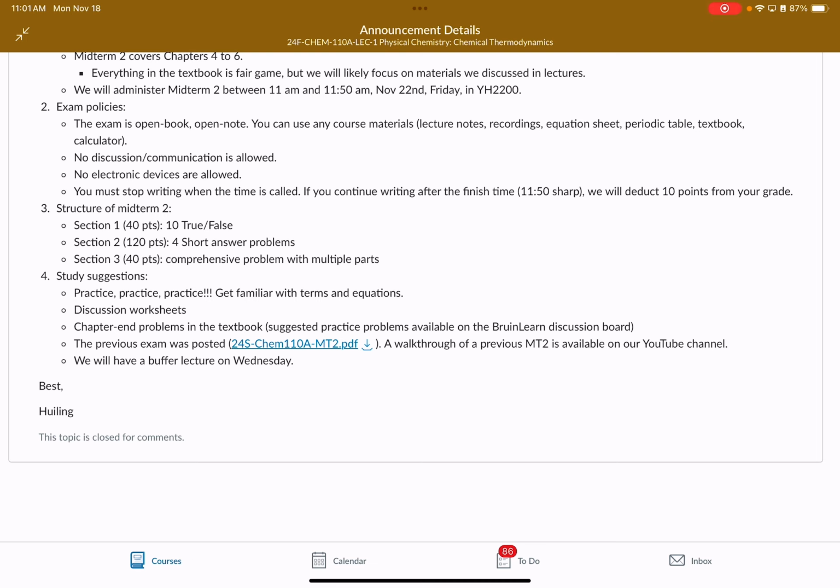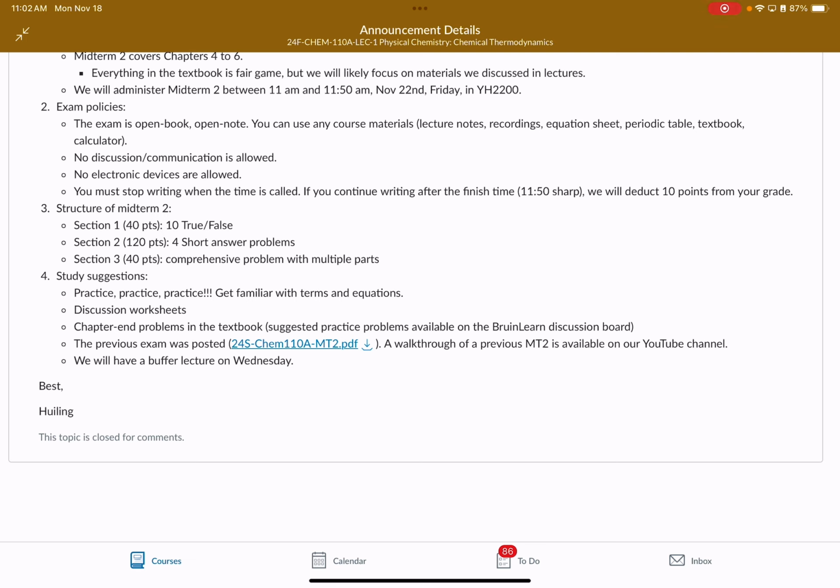So when you're practicing, if timing was a problem for you in midterm 1, make sure you practice with the timer on. For example, each true and false shouldn't take you more than 1 minute, and each short answer shouldn't take you more than 5 minutes. Like, you know what to expect on the exam.